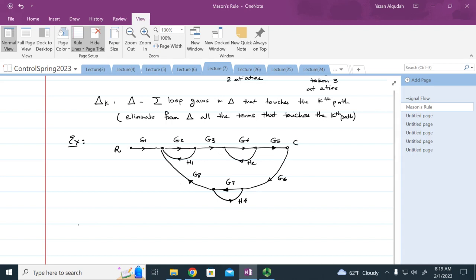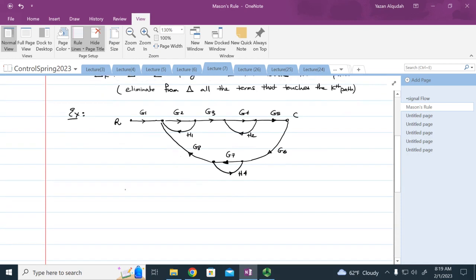Okay, so we have this signal flow. We're going to calculate the transfer function between the output and the input, using Mason's rule. C over R equals the summation over all the paths of Tk multiplied by delta k, divided by delta.